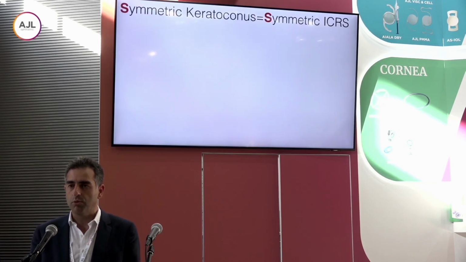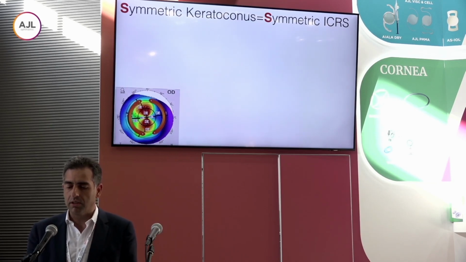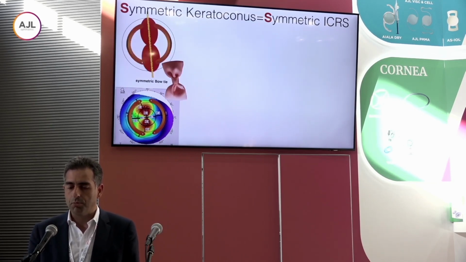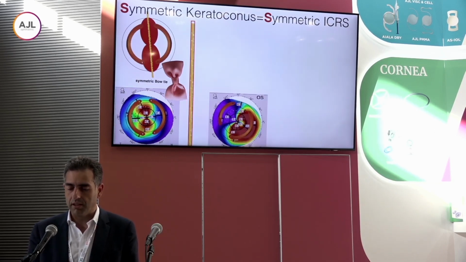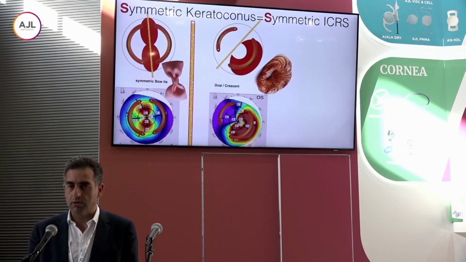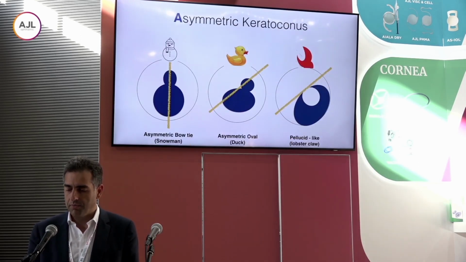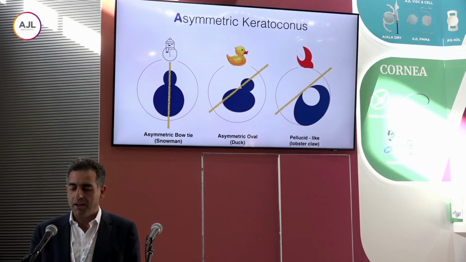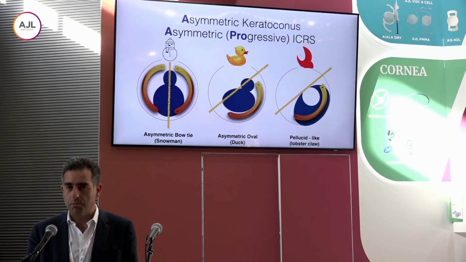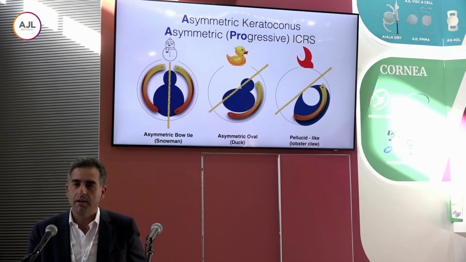So you have to understand that for symmetric keratoconus like bow tie, we should put 2 rings, similar things. In the croissant shape, 1 or 2 rings, it depends on the power of the astigmatism, and with nipple we can use only 1. For asymmetric keratoconus, which are the asymmetric bow tie or snowman, the asymmetric oval or the pellucid-like, like the lobster claw, in this case we cannot put symmetrical and normal rings, and in these cases we need to put progressive intracorneal ring segments.